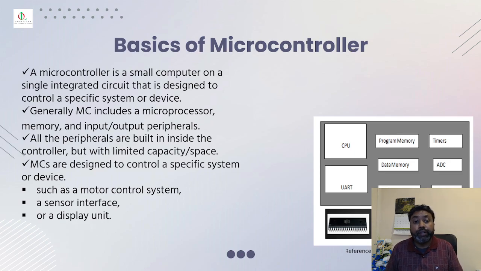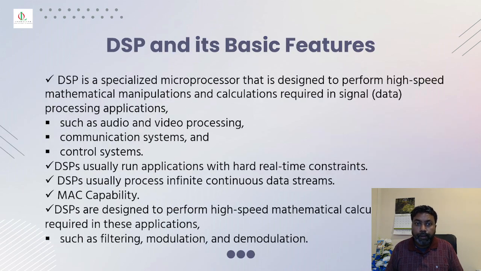So where is a microcontroller specifically used? These are used to control a motor through the motor control system, on a sensor interface, and can also be used in a display unit as well. And before we see the features, I'll say what is DSP. DSP stands for digital signal processor, or processing.